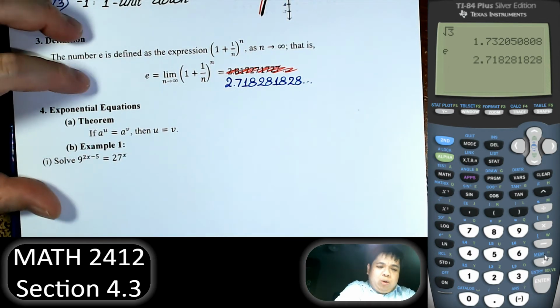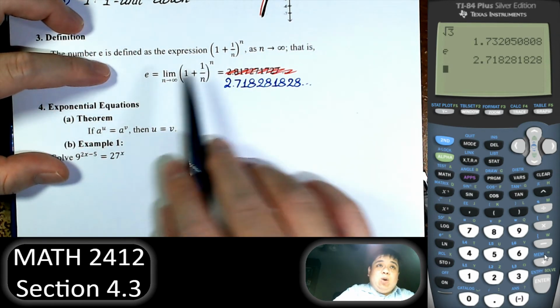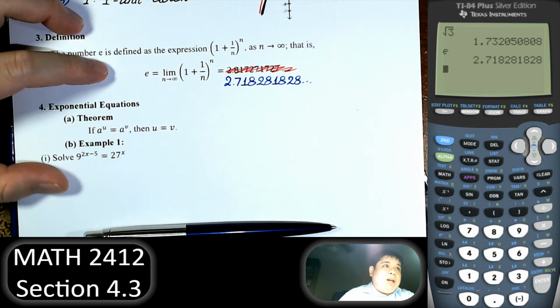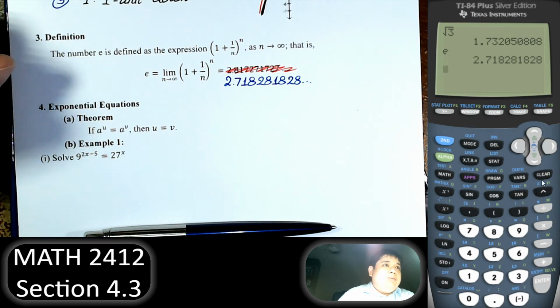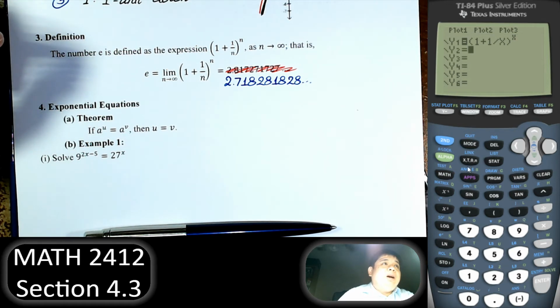Of course, how do we come up with this number? We just do this, and we let n go to infinity. So let's say it, I could say 1 plus 1 over x to the x, using x instead of n. Now, let's evaluate that function at 10. When x equals 10, we get that number.